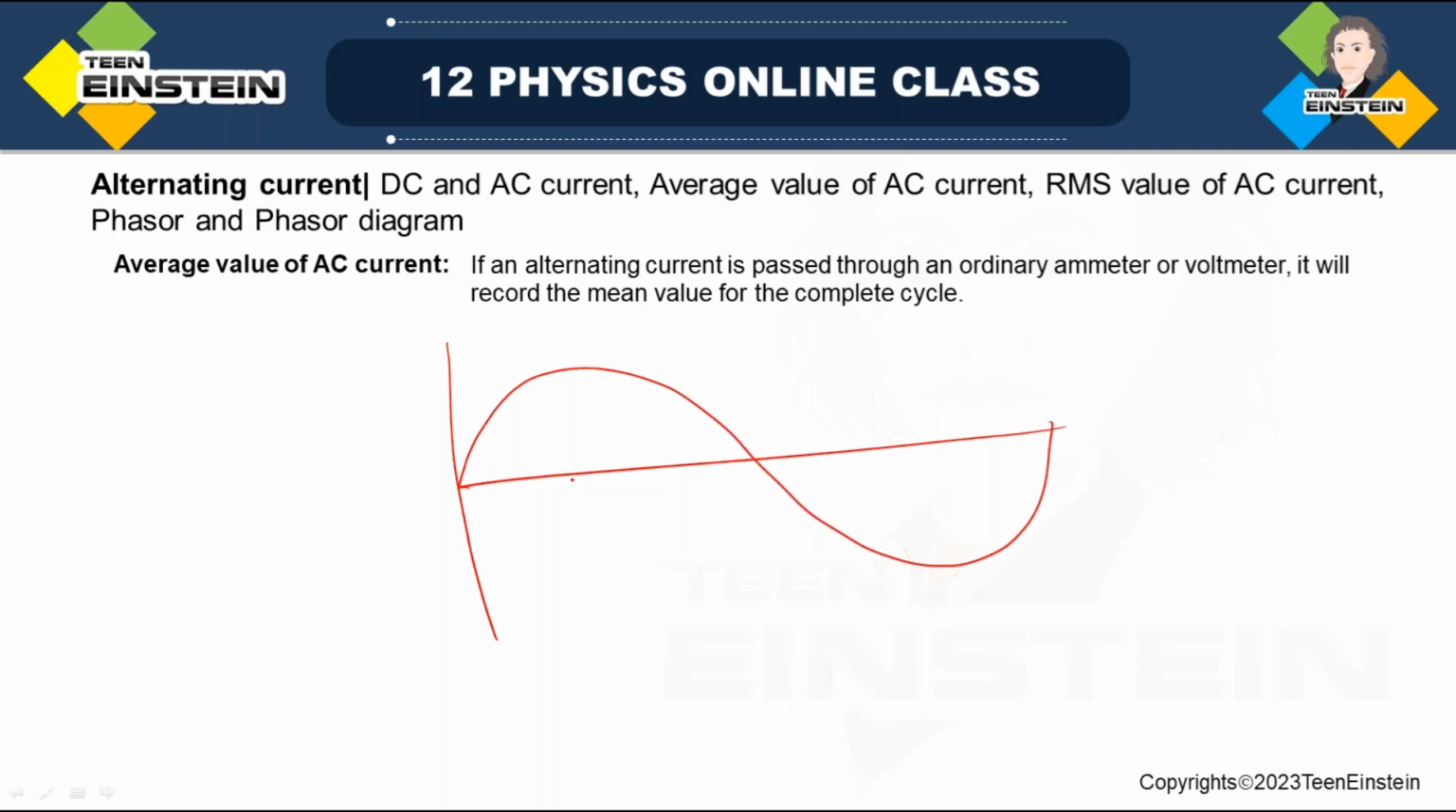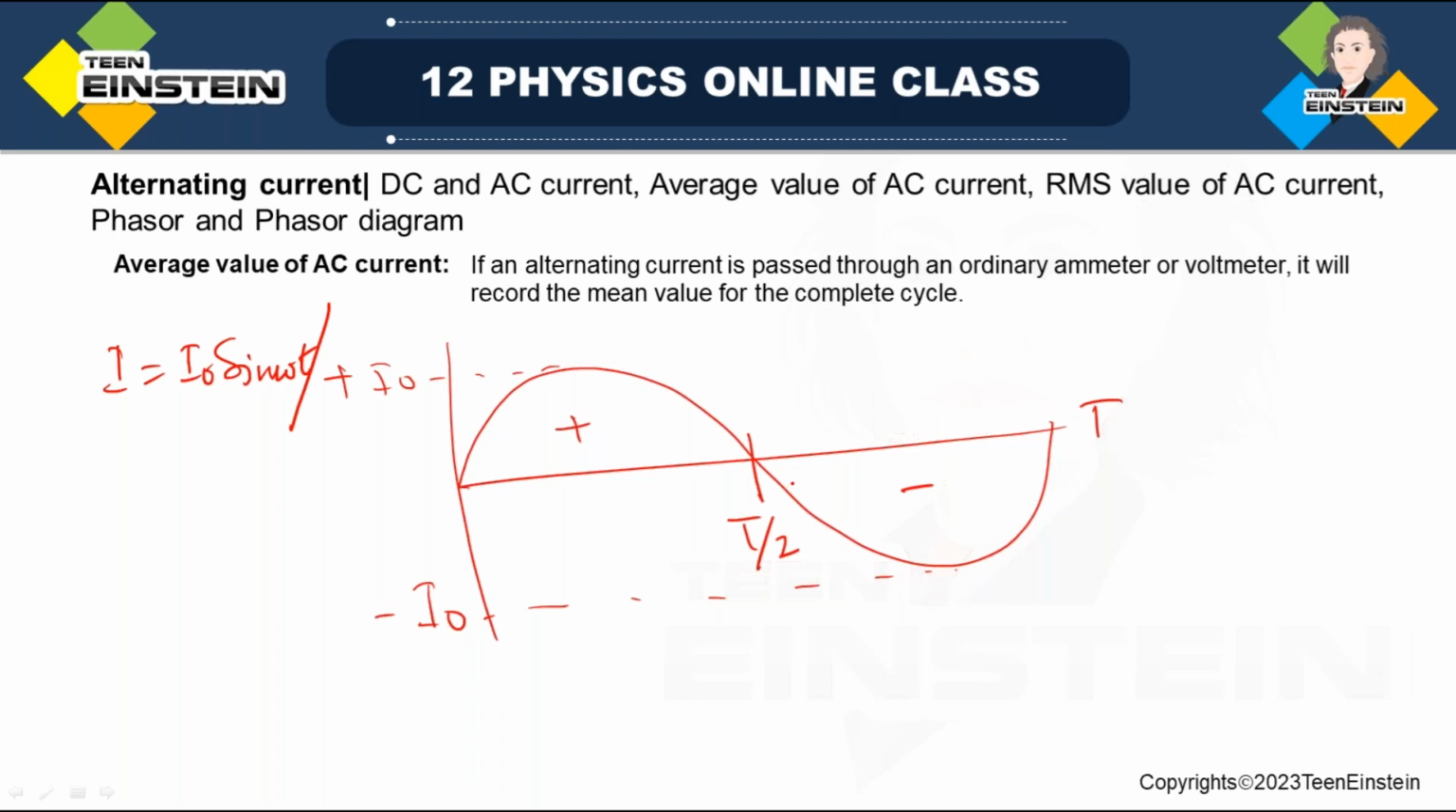Okay, suppose this is the current. The peak value here is I0, positive I0, and here it is negative I0. This is for a full cycle. This is the half cycle, T by 2, and here it is T. This is actually a sinusoidal curve, a sine curve. It has the value I equal to I0 sine omega t.